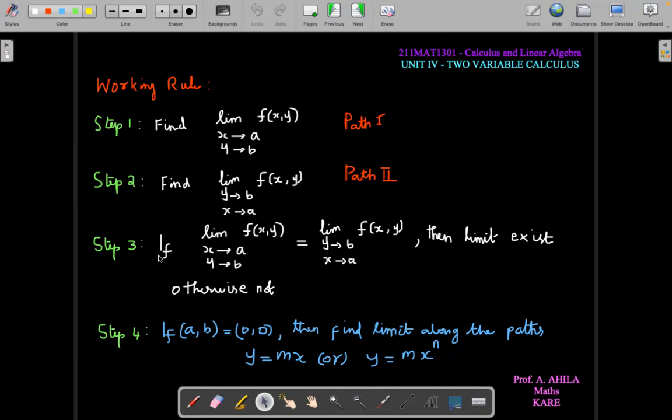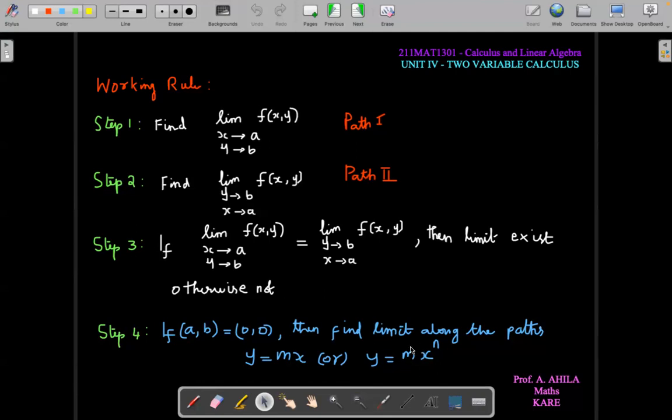Like that. So in step 3, if both the limits that we found in path 1 and path 2 are the same, then we say the limit exists. If they are not equal, then the limit does not exist. This is for x comma y tends to a comma b for any point. Suppose instead of a comma b, we have the origin. That is, any random point x comma y tends to the origin, then the procedure differs. There we have to additionally find the limit along the path y equal to mx and y equal to mx power n.